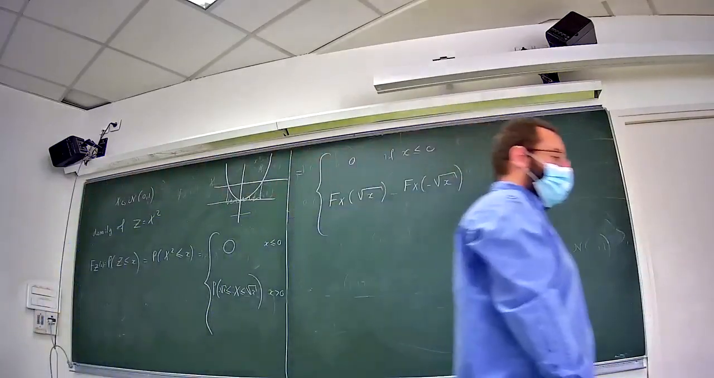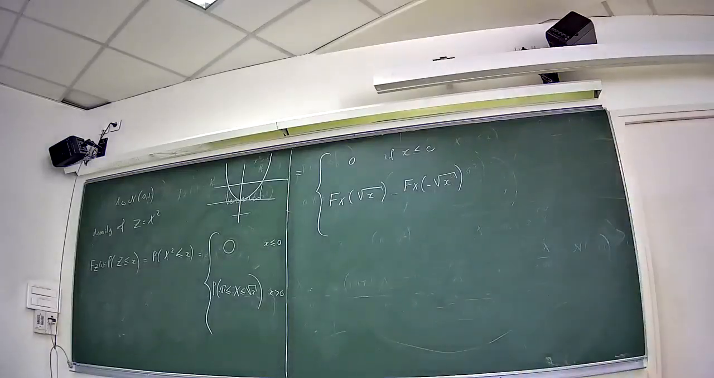Two situations. When I am negative, I have just 0. And when I am strictly positive, I have to be in the interval minus square root of x to square root of x. So now, this one. I have to check that I can use the small b in the proposition 12.